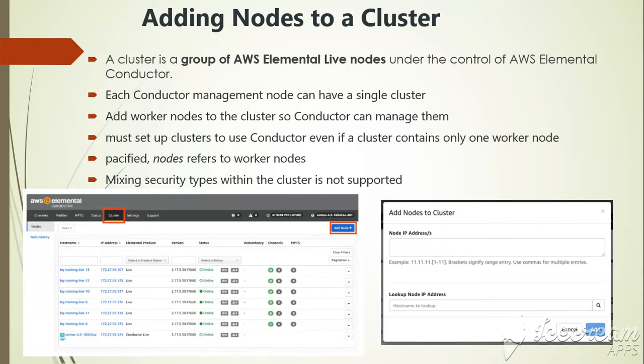Yes, there are 50. I think for a cluster it could be 50. Please check by yourself. There are limitations.